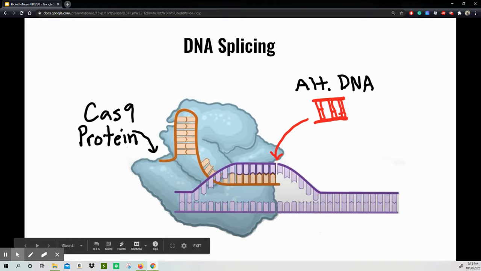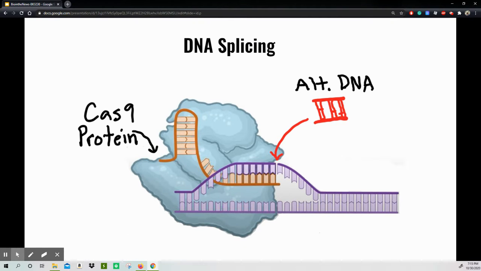The Cas9 protein then attaches to the RNA, and the whole thing binds to the targeted DNA sequence in the host genome. The Cas9 RNA complex then makes a double strand cut in the genomic DNA, and an alternative piece of DNA can be spliced in right at that spot.